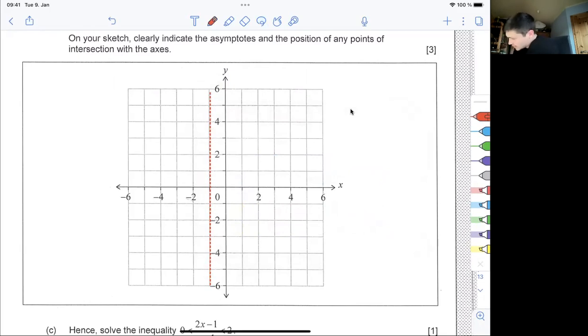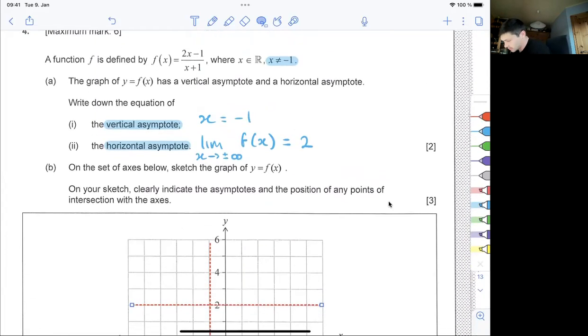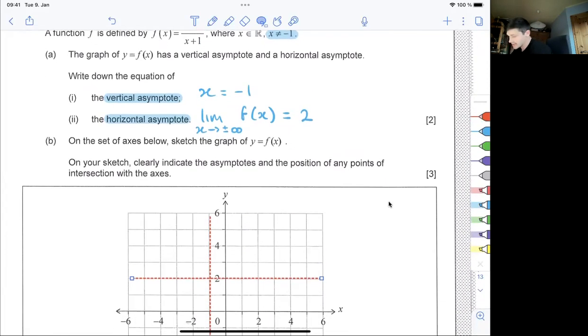And then also the equation of the horizontal asymptote is going to be y is equal to 2. Right, and so there we have the 2 asymptotes drawn. For this question, we're saying on your sketch, clearly indicate the asymptotes, so we've got that here, but equally the position of any points of intersection with the axes. We'll also indicate that there. All right.